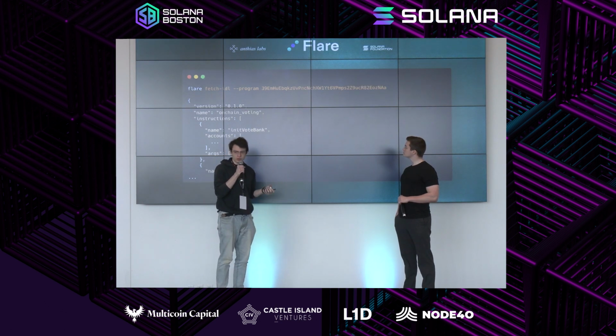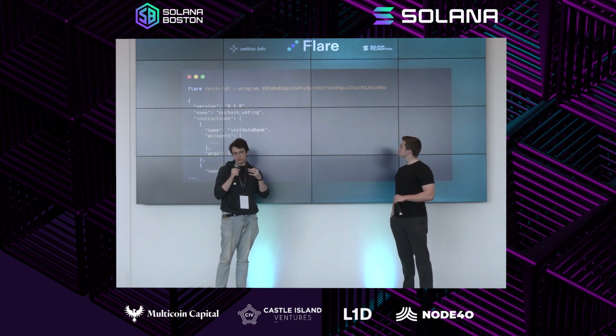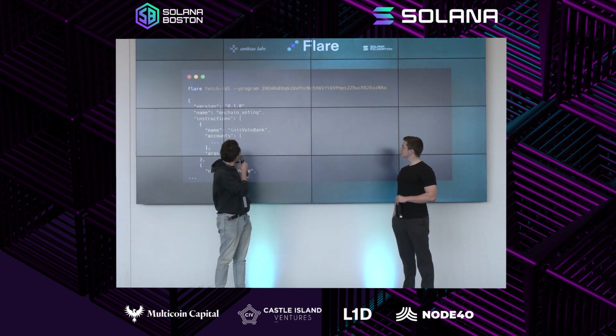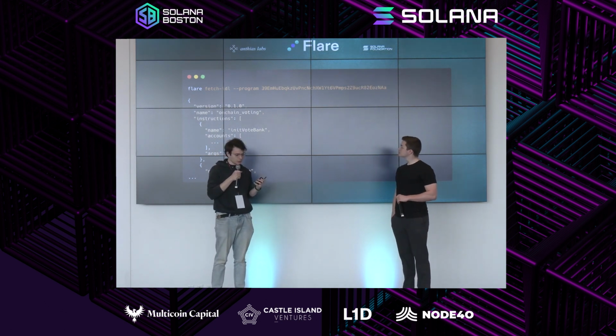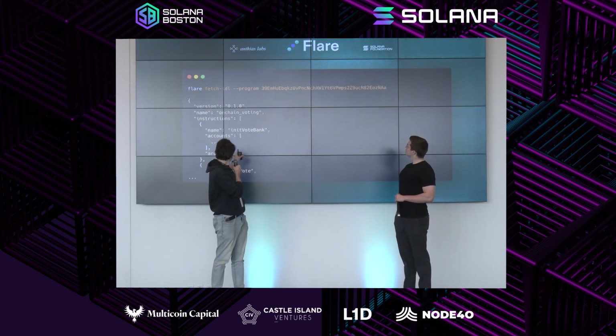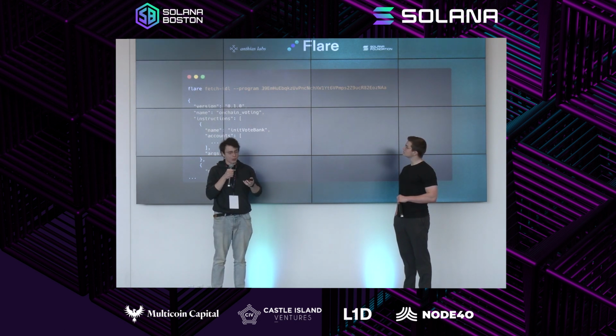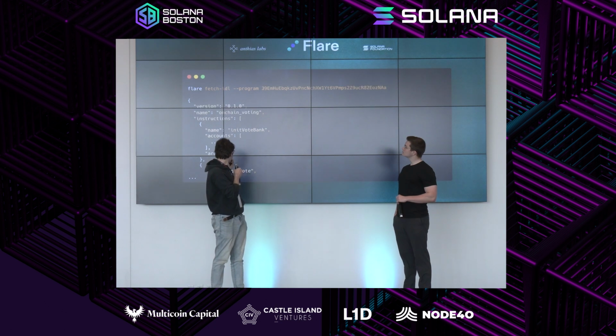The first step would be to actually fetch the IDL. You can imagine maybe you want to see what the program does. So first step is fetching the IDL, which you can do with Flare, and it just returns the JSON here. From here, you can see there's a couple instructions. The first one would be init vote bank. Now you want to init vote bank. You can check directly on the IDL what the accounts required are. There's no arguments.